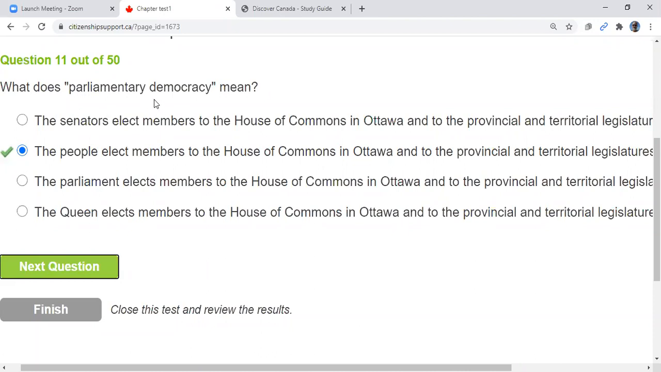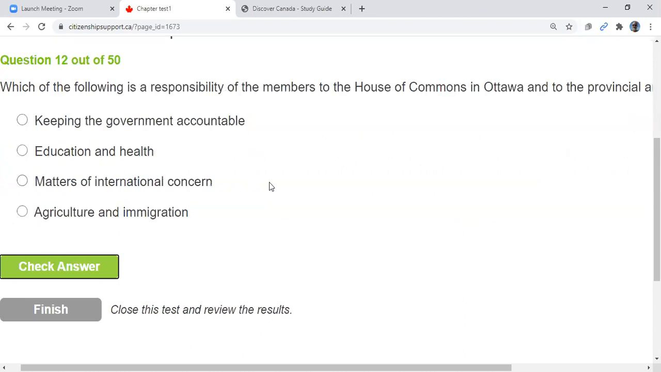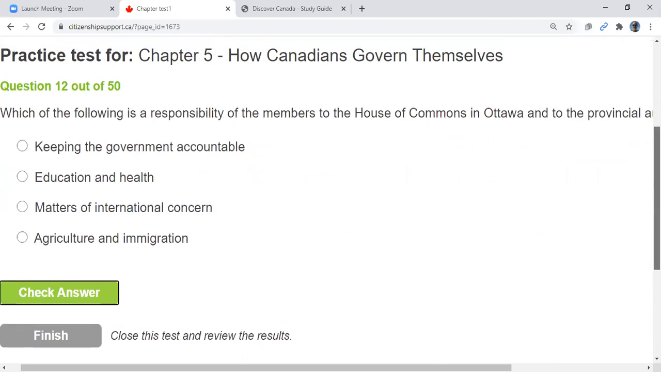Very good. So whenever you see democracy, it's always the people. The people are only in a democracy. The people elect members in a democracy. Nobody else. The people. Yeah, that's what democracy means. Yeah, very good. Okay, and then we're back to Mohammed again, please.